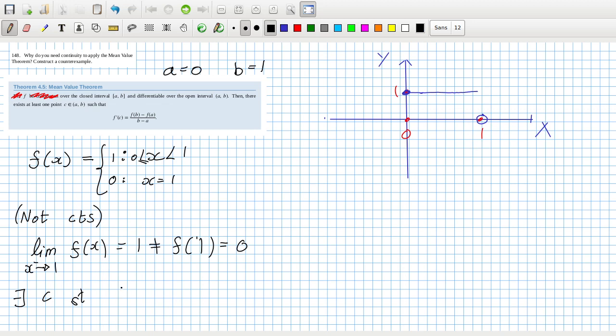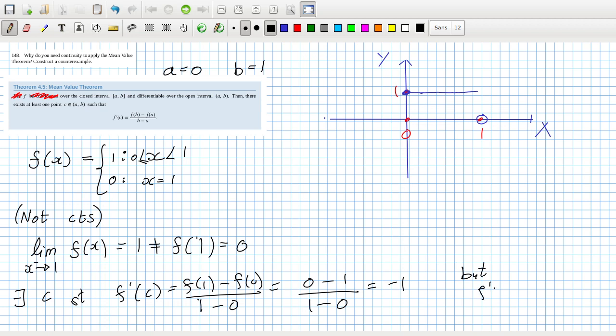So there's supposed to exist a c such that f'(c) equals f(b) minus f(a) over b minus a. Well, f(1) is 0, and f(0) is 1. So that's minus 1 over 1, that's minus 1. But f'(c) has to equal 0 for all c between 0 and 1. So everywhere here, the slope is always 0.